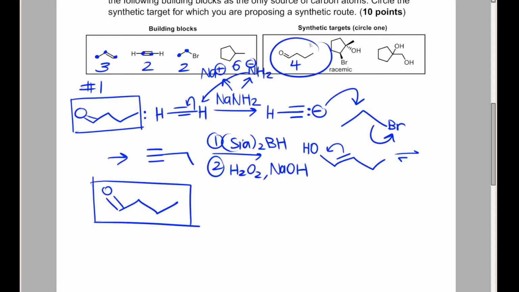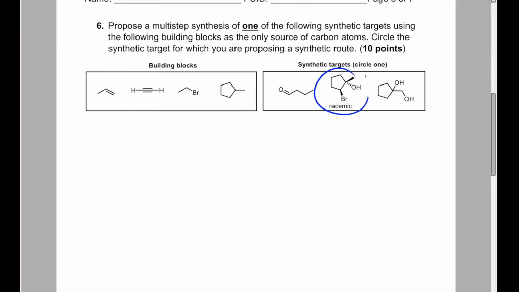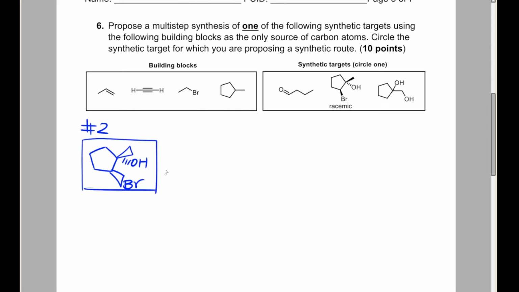For this second synthetic target, we could start off with a similar method where we choose a building block that either resembles the target molecule or has the same number of carbons. So obviously we see a ring here and we see a ring here, so that's pretty obvious compared to the last problem. So let's start off with that. And I'm just going to draw out the final product and label it as number 2 to make things easier.